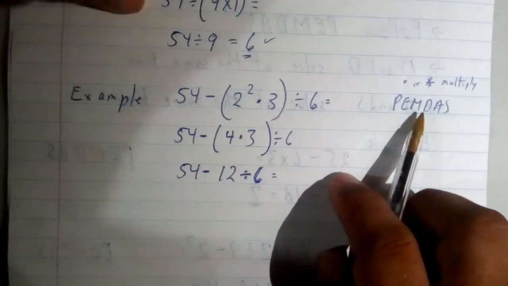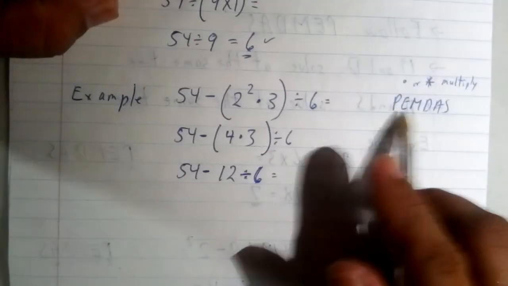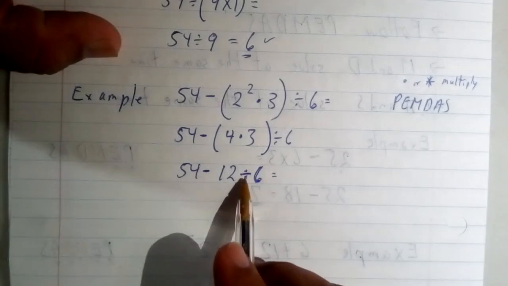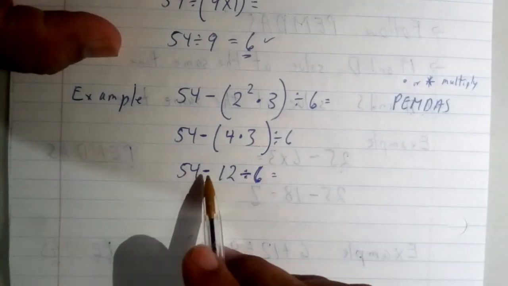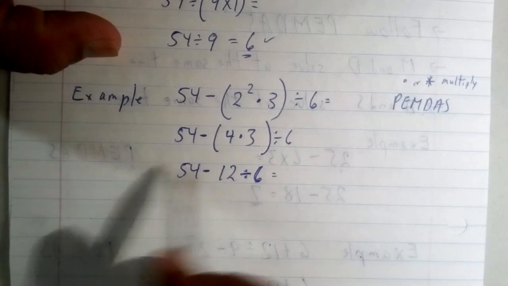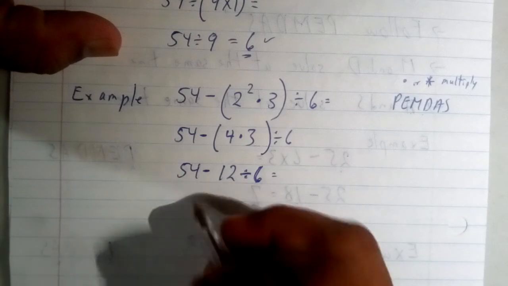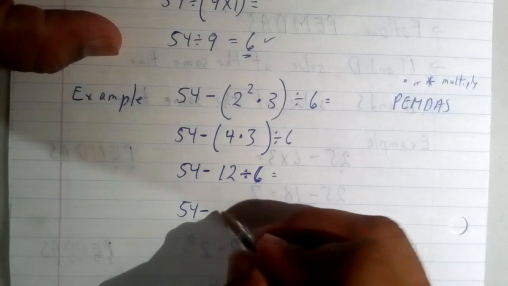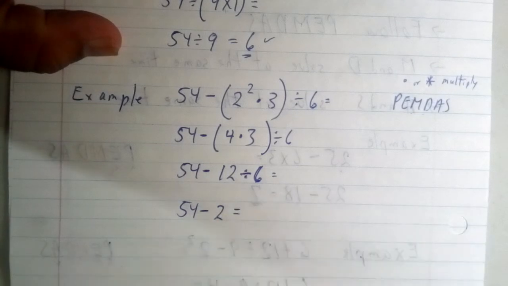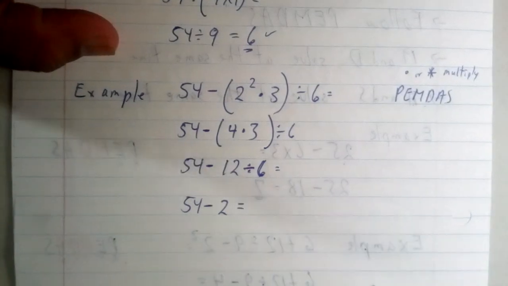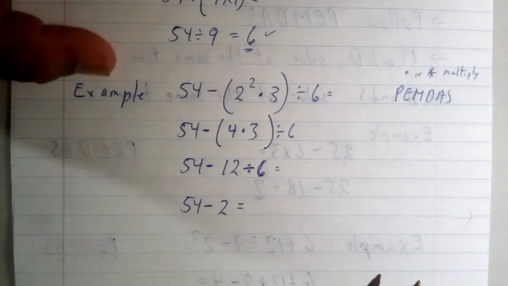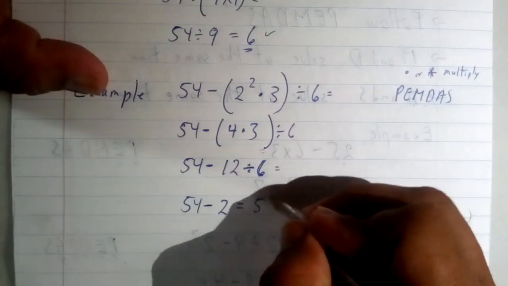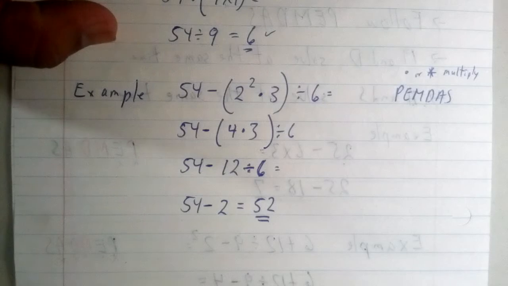So therefore, what's our next step? Well, according to PEMDAS, it means multiplication and division. Division is here and division is done before subtraction. So remember we're going from left to right. Bring on the 54 and we say now 12 divided by 6 will give us 2 equals. So now with that, 54 take away 2 will give us the solution 52, and that's our solution for that problem there.